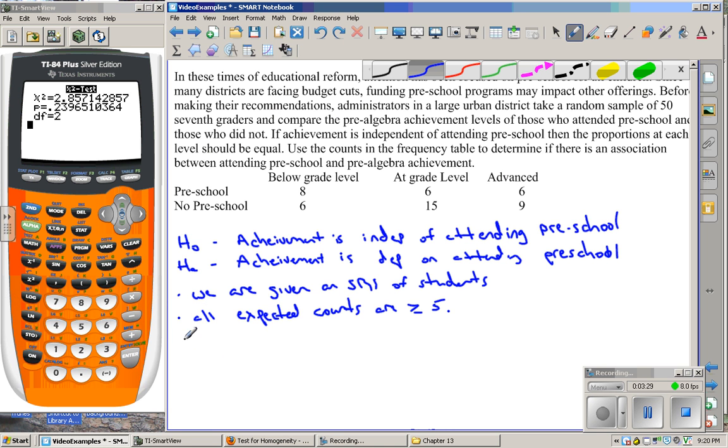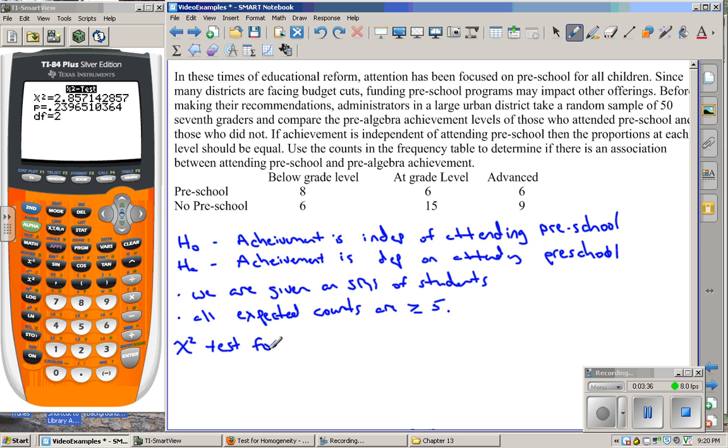So these are our assumptions. We are performing a chi-square test for independence. Our chi-square value is 2.86, and our p-value is 0.24, and our degrees of freedom is equal to 2. All of these are from the calculator.